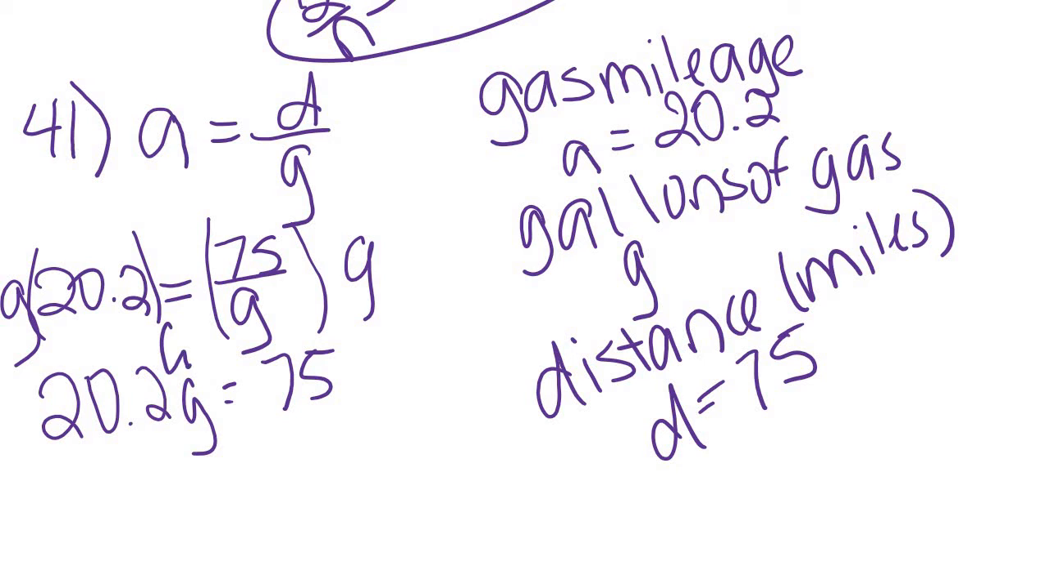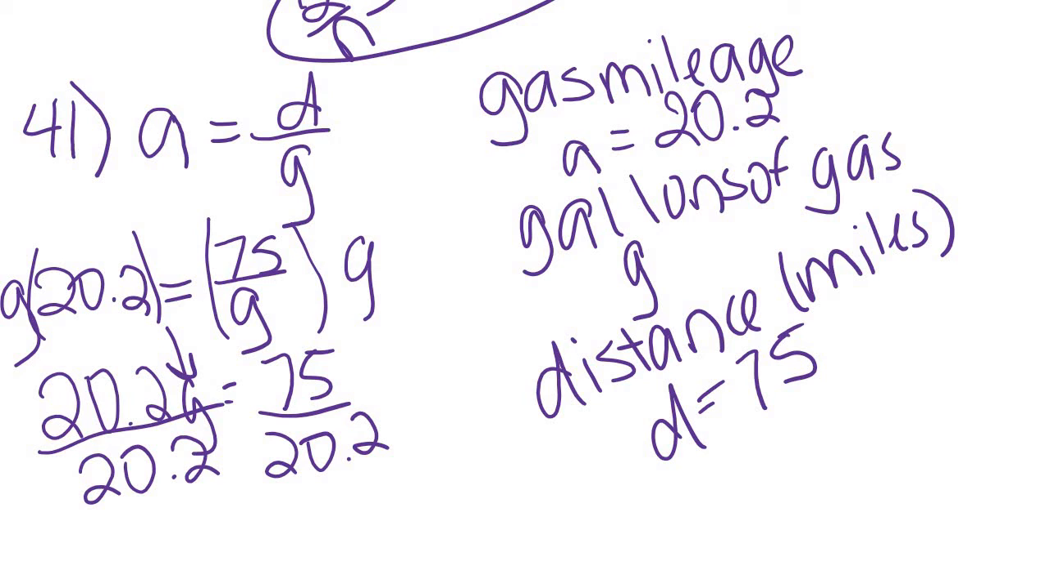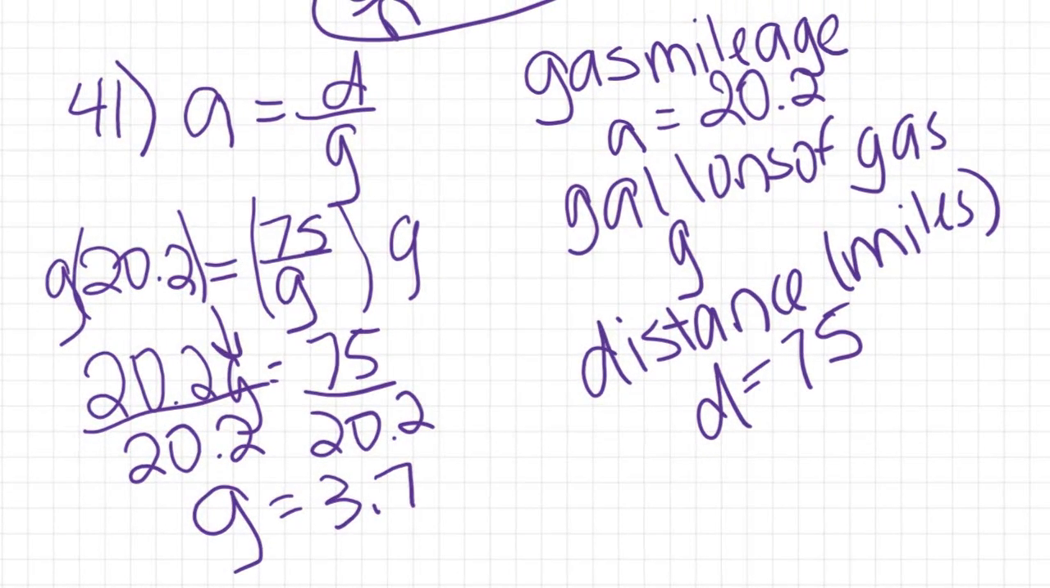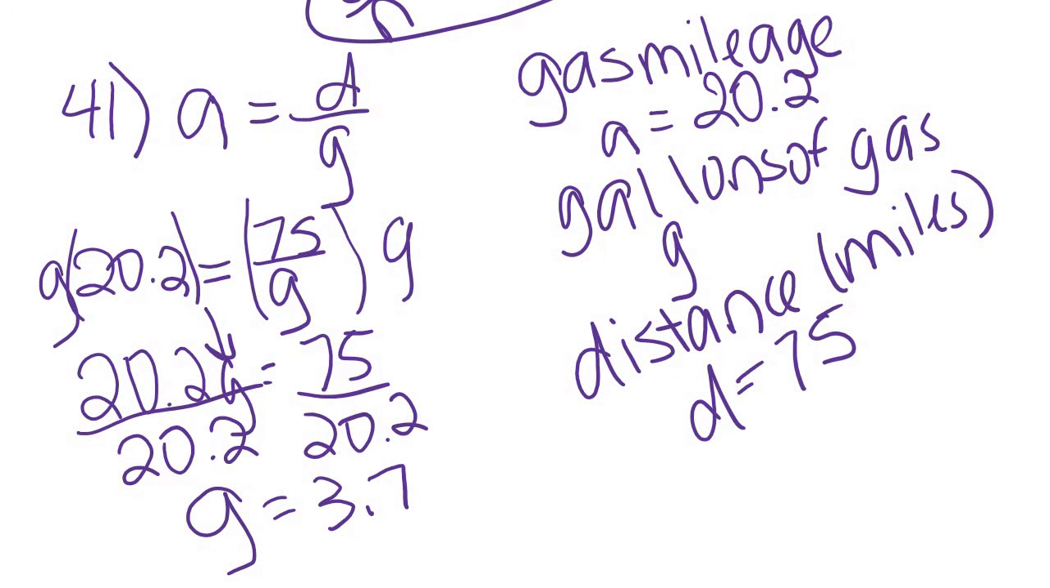Now my goal is to get G by himself. So I'm going to divide out this 22 on both sides. And I'm going to get 75 divided by 22. Whoa, that is a nasty number. And they want us to round to the nearest tenth. All right, so that gives me 3.4. The other way we could have done this, so pause here if you need to copy that because I'm about to erase it.